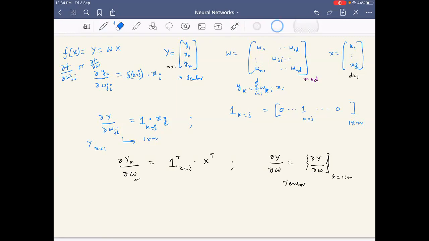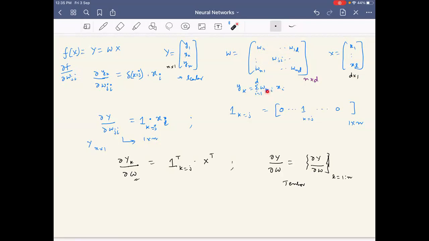So essentially, let us start with ∂f/∂Wji. Here, as you can see, the vector Y is Y1 to Yn, and W is an N cross D matrix, and X is a D cross 1 vector. Any element of Y, Yk, can be written as the sum of Wki into Xi, with i varying from 1 to D. So now ∂Yk/∂Wki, if I find it, is Xi.